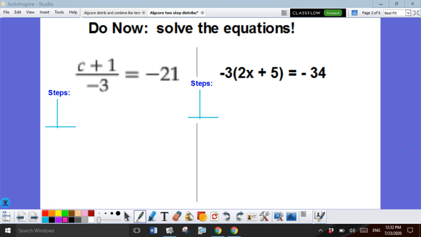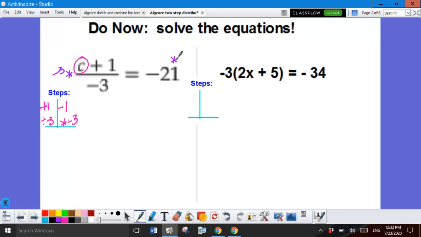All right, here we go. So here's my C. The first thing happening to C, +1. Opposite, -1. Second thing, divide -3. So times -3. So the first thing I have to do is multiply by that -3. So multiply -3, multiply -3. Cross it out. Drop my C +1. And -3 times -21, that's 63.